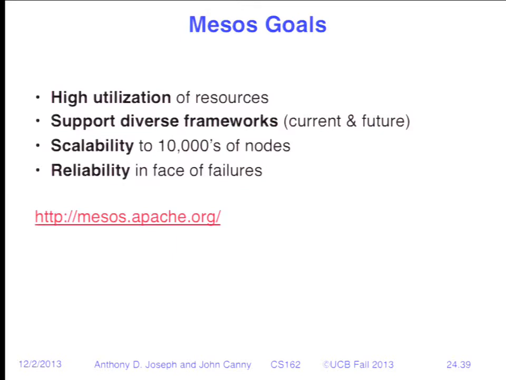To support many different kinds of diverse frameworks, so current frameworks and future frameworks. We don't know what the next grad student or undergrad is going to think up as a new framework. So we want Mesos to be as flexible as possible in enabling future frameworks. Scalability has to scale to these internet-sized data centers, tens of thousands of machines. And reliability in the face of failures. So we actually use Zookeeper to help us with reliability.